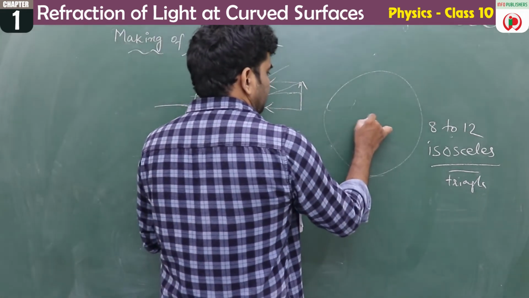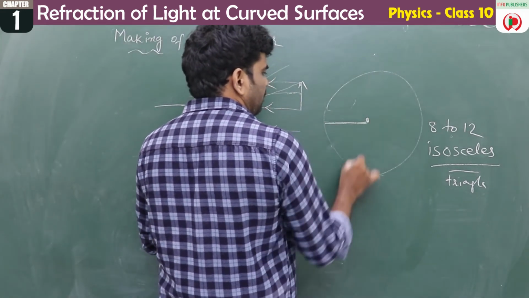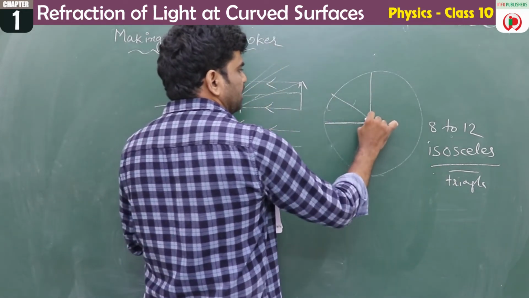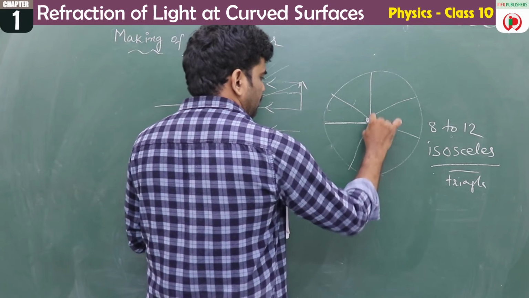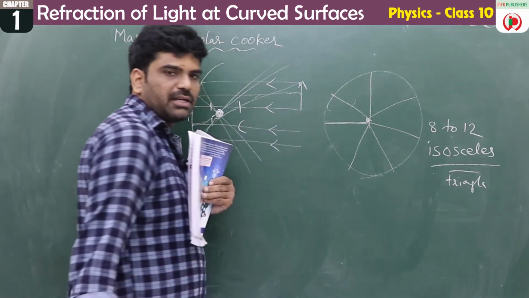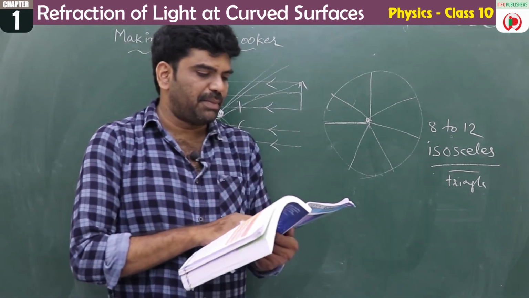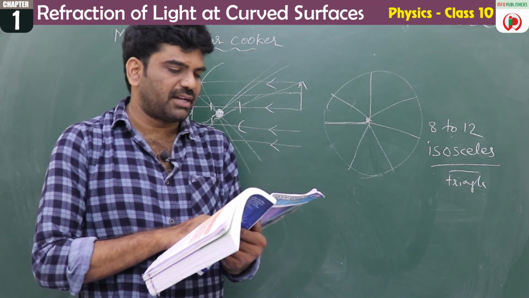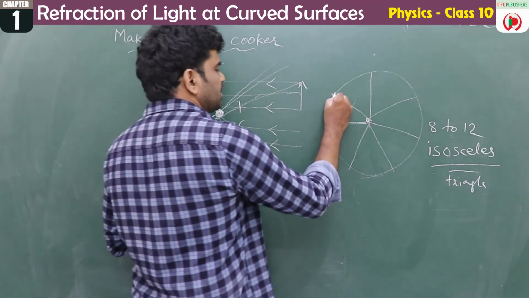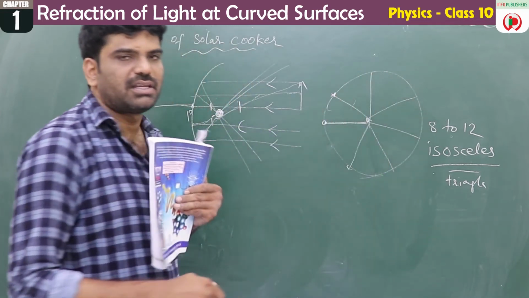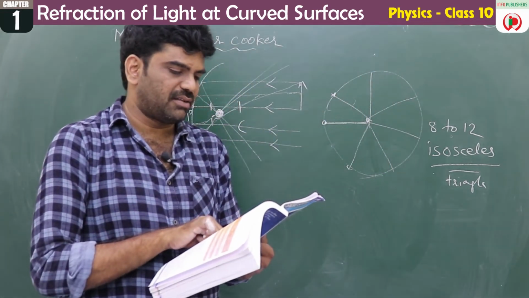So this is the radius, no? This is the height you have to take, and you have to keep the mirrors like this. And here the bases of the 8 or 12 triangles together make the circumference. So this is the base, this is the base, this is the base, together making the circumference of the disc.